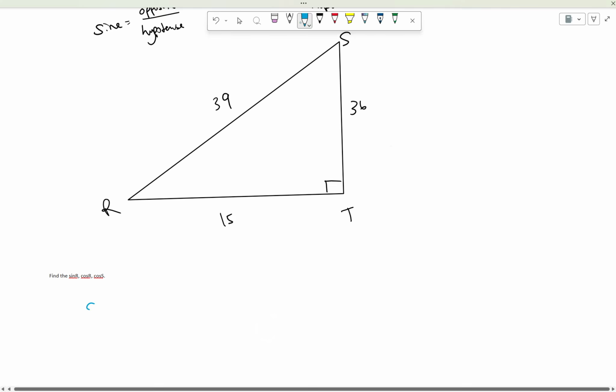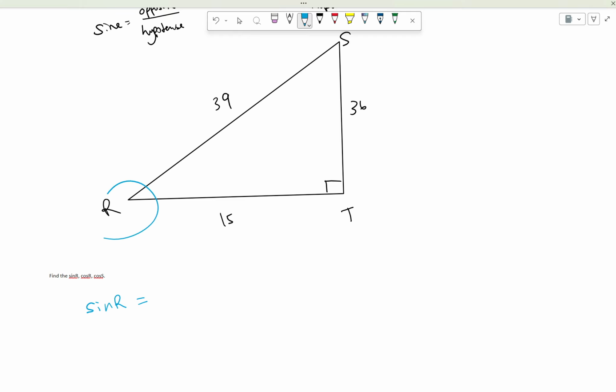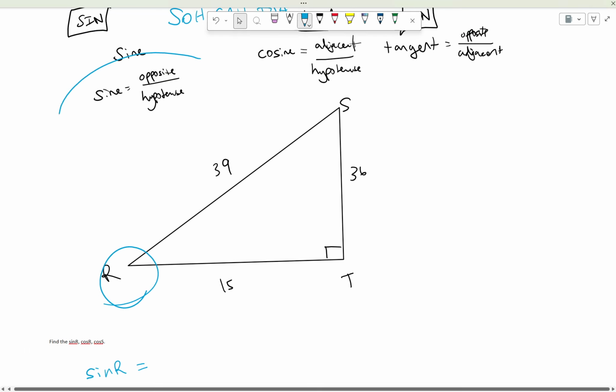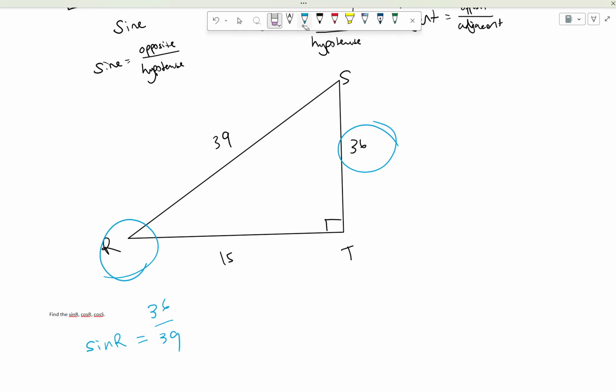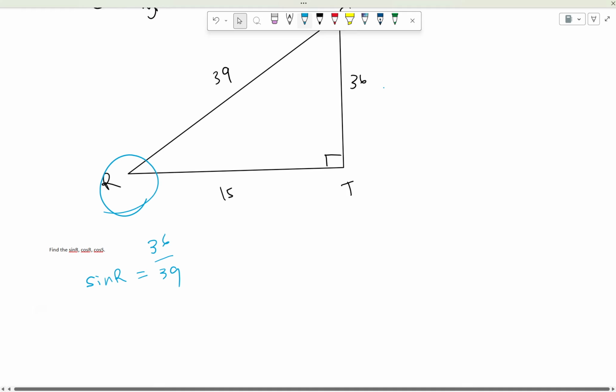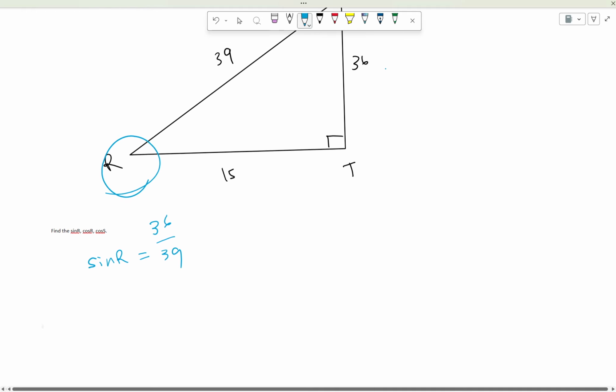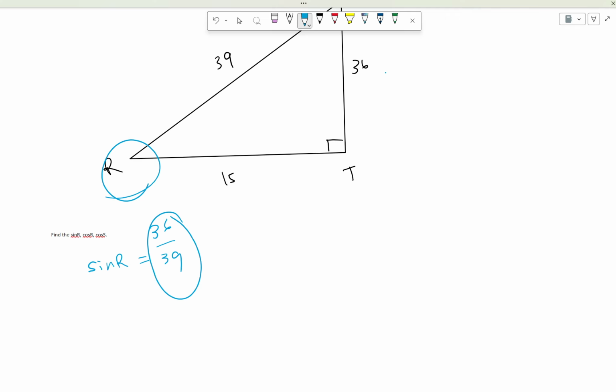So we have the sine of R. And the sine of R from the angle. Sine is the opposite over the hypotenuse. So the sine of R would have to be 36 over 39. All right. So 36 over 39, which is going to be equal to, you can simplify it if you want, right? Both are divisible by 3, which would be 12 over 13.